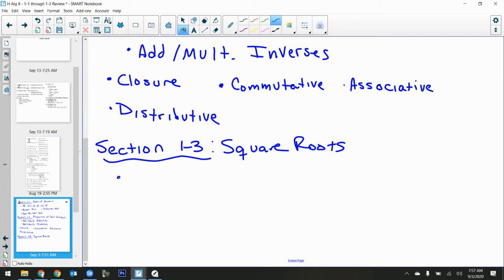And honestly, I'm going to ask you to reduce square roots in a variety of different ways. Reducing square roots is like one statement that means a lot of different things. I could ask you to reduce square roots just by having one square root and you break it down, right? I could ask you to reduce square roots in fractions.